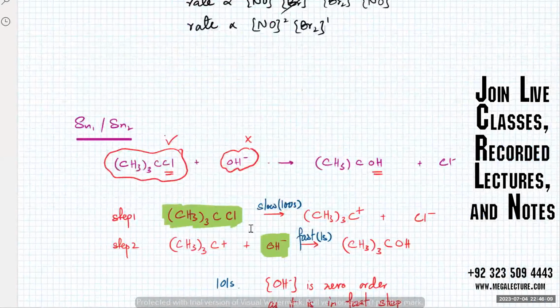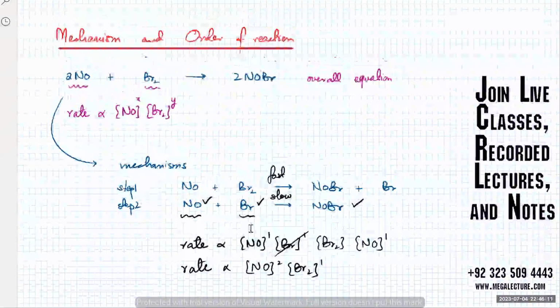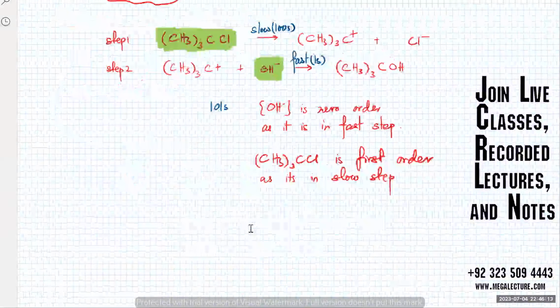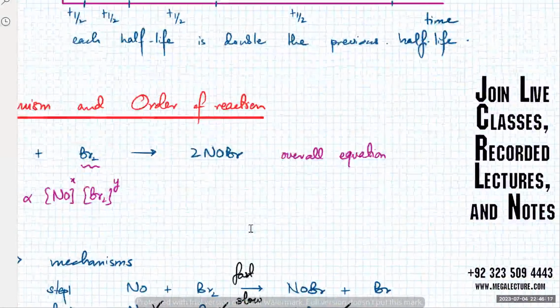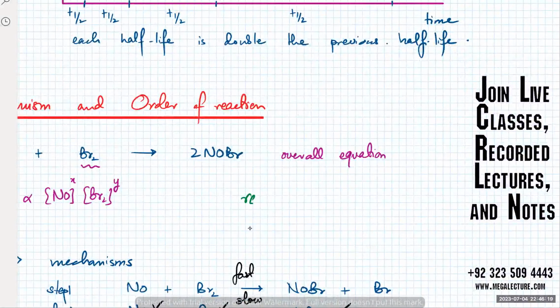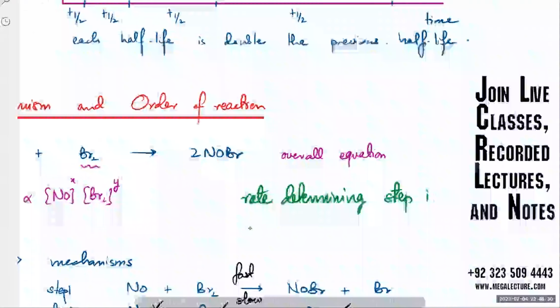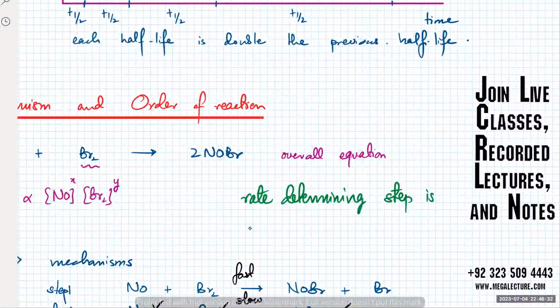So I'll write it here once more. Your rate determining step is your slow step.